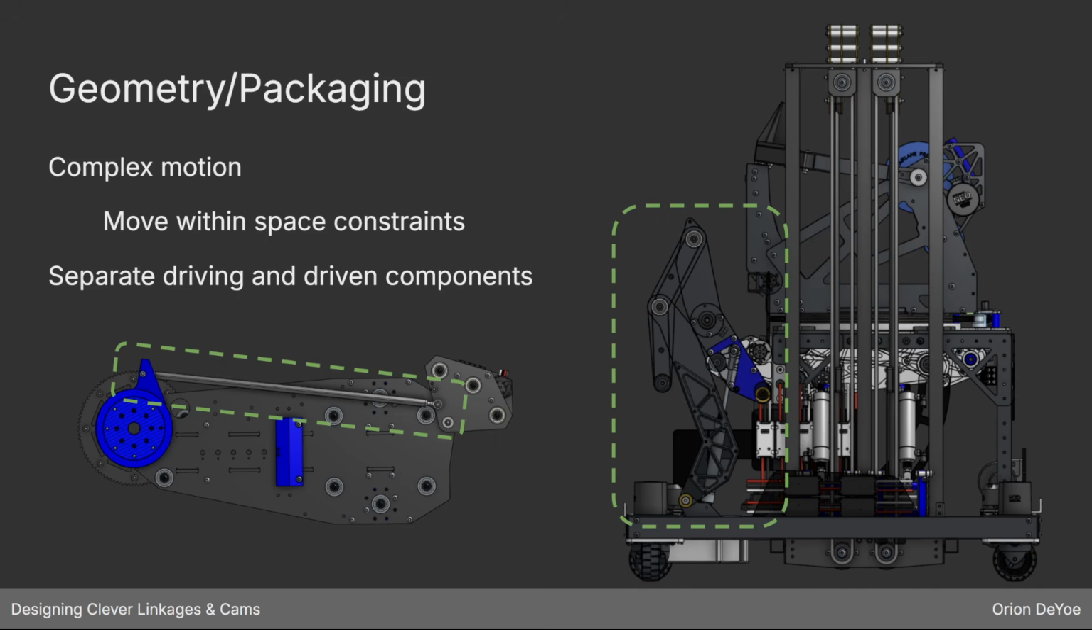That can mean having a mechanism that has some extension that folds up into a much smaller or weirdly shaped volume, or it can mean taking the driving components like the motor and gearbox and moving them to another part of the robot where there's more space, and then just using a linkage or something to move that power to where you need it.